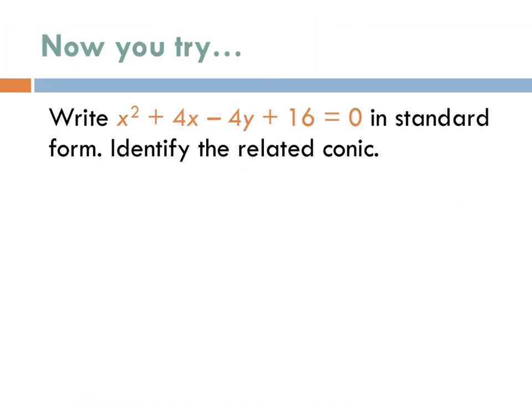So see if you can identify this one on your own. There's a hint here: there's only one squared term, so right away you should be able to figure out what type of conic it is. You may have to dive into some previous lessons to figure out what the standard form is of this conic, but once you identify it, put it in standard form, and we'll go over this in a few seconds. So good luck.